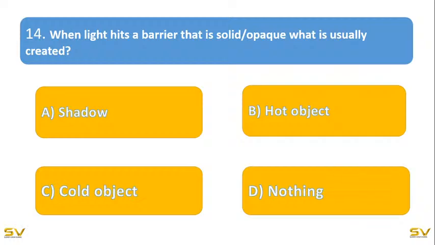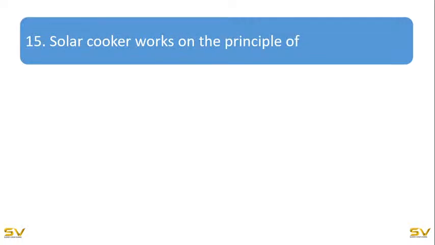So yes, I'm getting answers from Aisha, Rihan, Prithvi, Nikhil. Very good. How fast you are. Very good. Yes, definitely you get a shadow. So A is correct, ma. Very good.